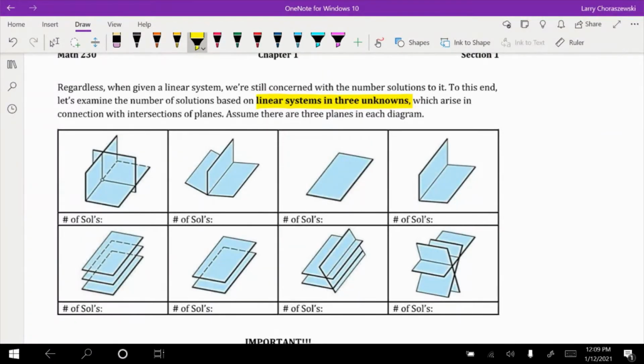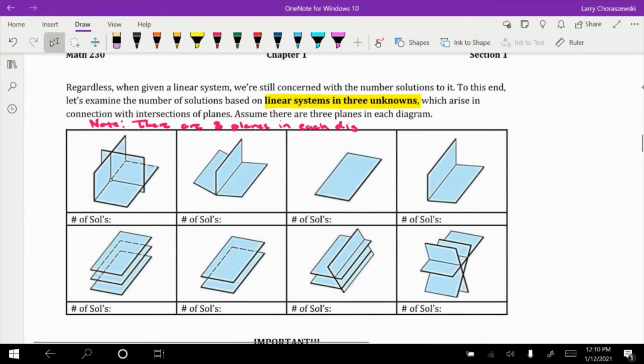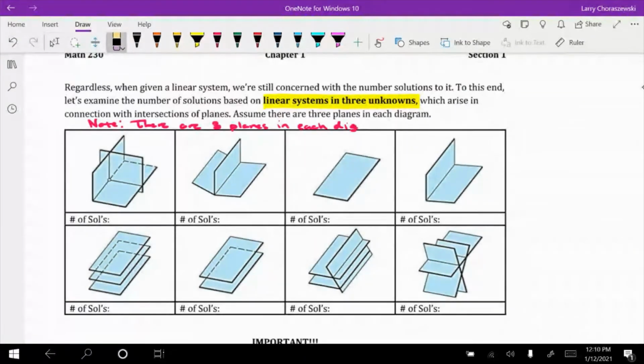So I want to make a note before we do that. Note right here, there are three planes in each diagram. The reason I mention that is some of these diagrams look like there might be only one plane or two planes, but we're to assume that there are three planes in each diagram. Okay?